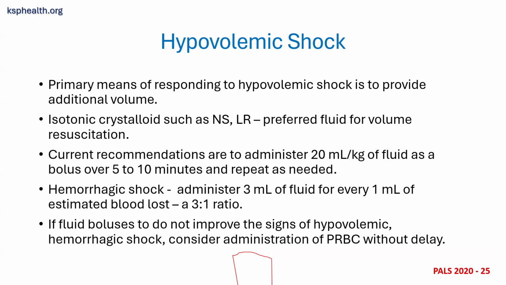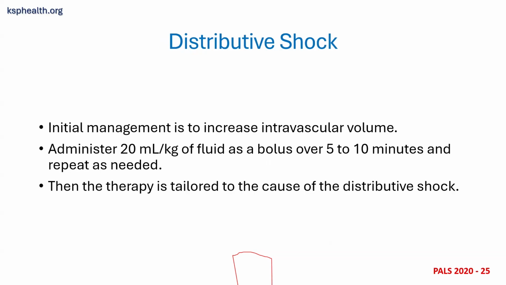When you are dealing with hemorrhagic shock, administer 3 ml of fluid for every 1 ml of blood lost. That is a 3-to-1 ratio. If fluid boluses do not improve the signs of hypovolemic hemorrhagic shock, consider administering PRBC transfusion without a delay.